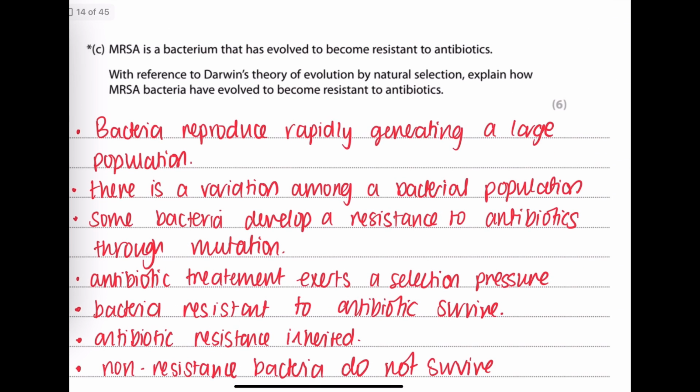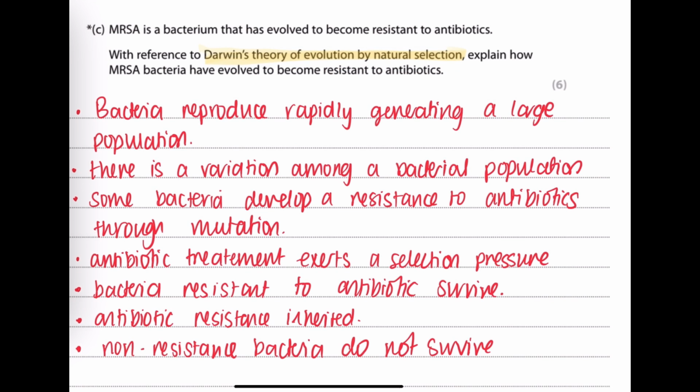Okay, so C. MRSA is a bacterium that has evolved to become resistant to antibiotics. With reference to Darwin's theory of evolution by natural selection, explain how MRSA bacteria have evolved to become resistant to antibiotics. So we need to make sure that we link it back to Darwin's theory of evolution by natural selection. So as soon as you see this, we already know that the structure of our answer is going to be in terms of the common answer for natural selection.